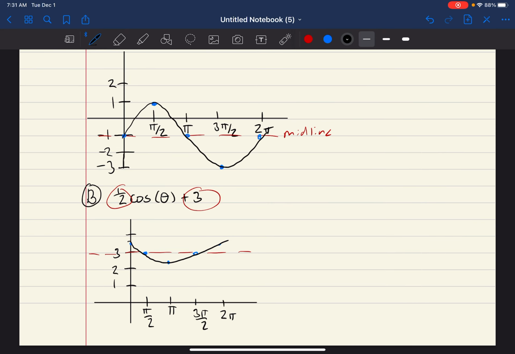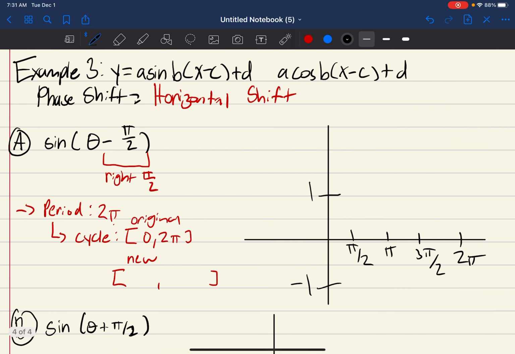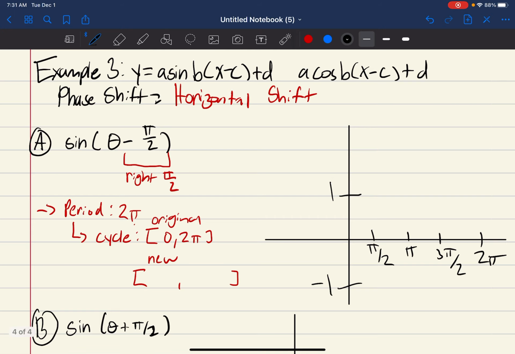Now for the final example, which is example 3. We are actually going to dive into this right here, this -c. For that, the example I want to go over is sine of theta minus pi over 2. And you're like, since it's minus pi over 2 and it's a horizontal shift, I think it moves to the left, right? Because it's negative. But that will be a no.